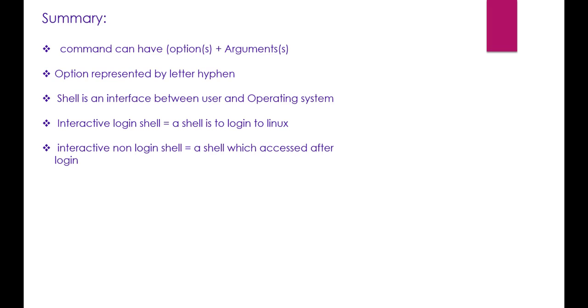The key points you have to remember as a summary of these sessions are: a command can have an option or an argument. There are a few commands which can be executed without any arguments and options. An option is represented by a letter with a hyphen. Shell is an interface between user and operating system. And there are 2 types of interactive shells. One is an interactive login shell, the other is an interactive non-login shell. An interactive login shell is a shell using which you can log into a Linux system. An interactive non-login shell is one which you access after logging into the Linux system.